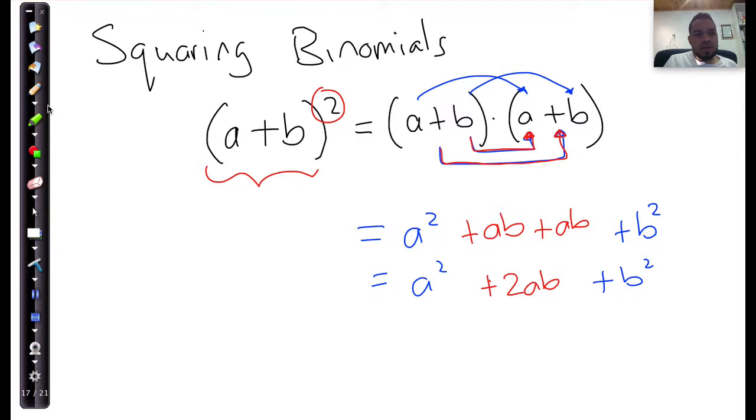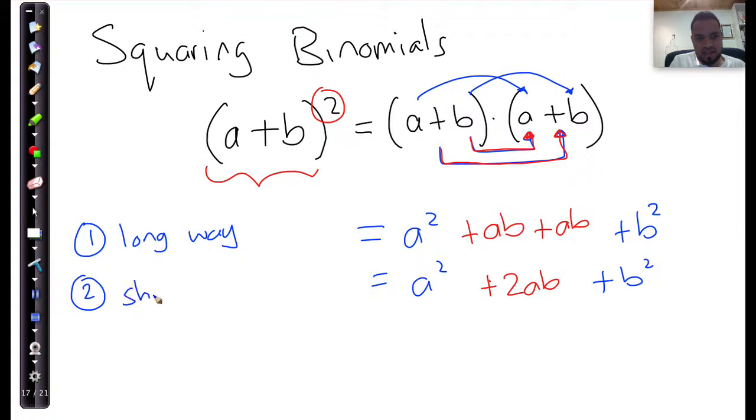Now, what I want to do in this lesson is I want to actually show you squaring binomials. Firstly, we're going to do it the long way, which I'll call the definition. And that's what you've just seen over here. That's the long way to do all of these things and then get this. Then number 2 is the shortcut, right?